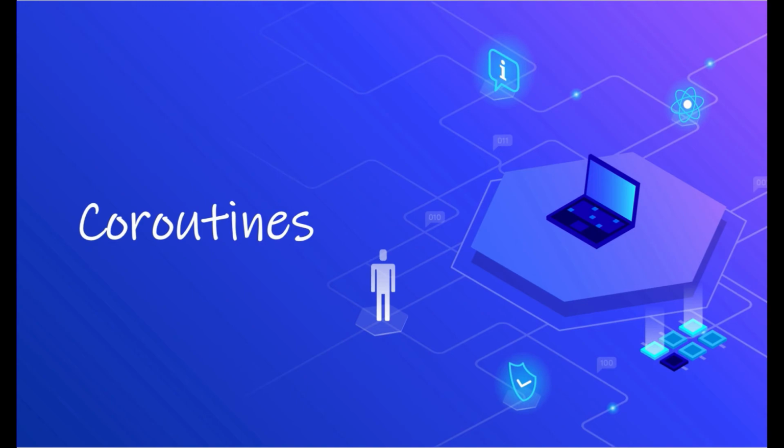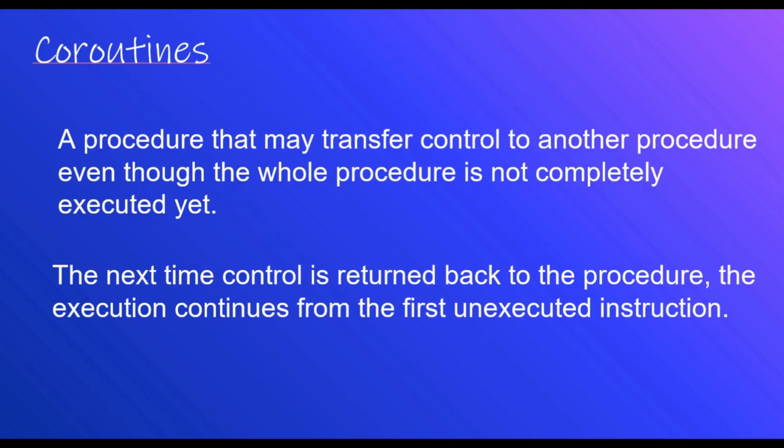Now let us proceed to coroutines. It is a procedure that may transfer control to another procedure even though the whole procedure is not completely executed yet. The next time control is returned back to the procedure, the execution continues from the first unexecuted instruction.